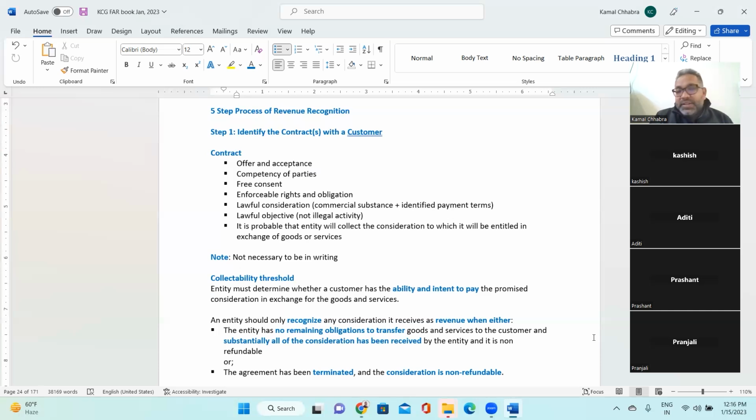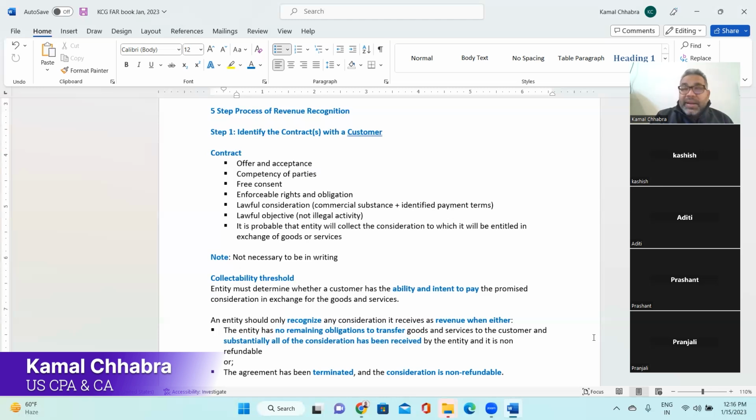One is the competency of both the parties. Whether both the parties are competent to enter into the contract or not: whether the person who is entering into a contract is a minor, is a major, is of sound mind or unsound mind, is under some undue pressure, right? Those are all things you need to keep in mind to understand whether the person who is entering into a contract is competent to do that contract or not.